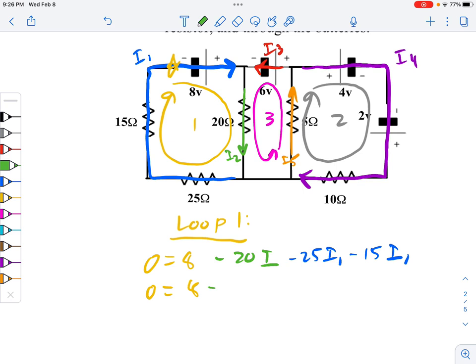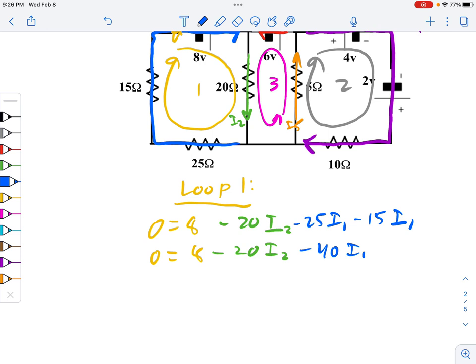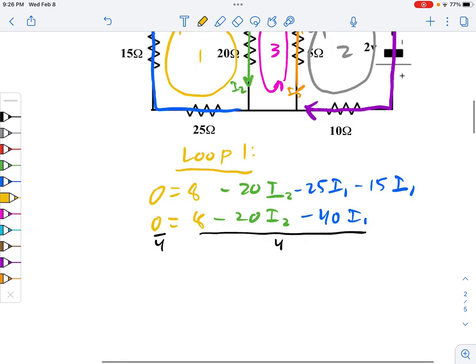All right, I can do a little bit of simplification, not much. I could also label which current that is, sorry. That's minus 40 I1. Not necessary, but I'm going to do it anyway. I'm going to factor out a 4 from all these because I want to. So 8 divided by 4 is 2, 20 divided by 4 is 5.